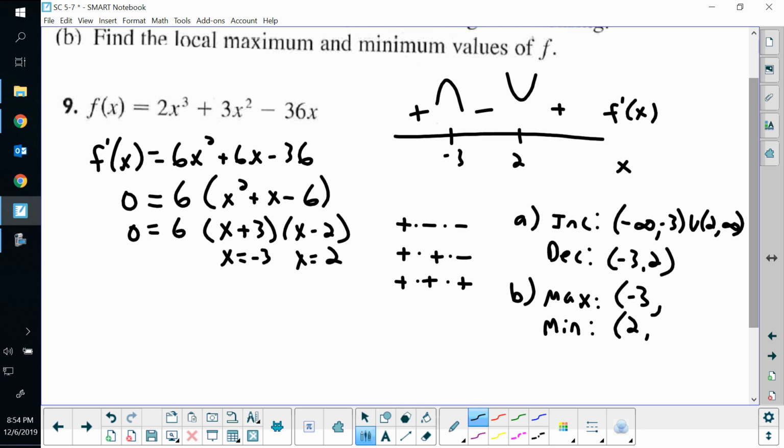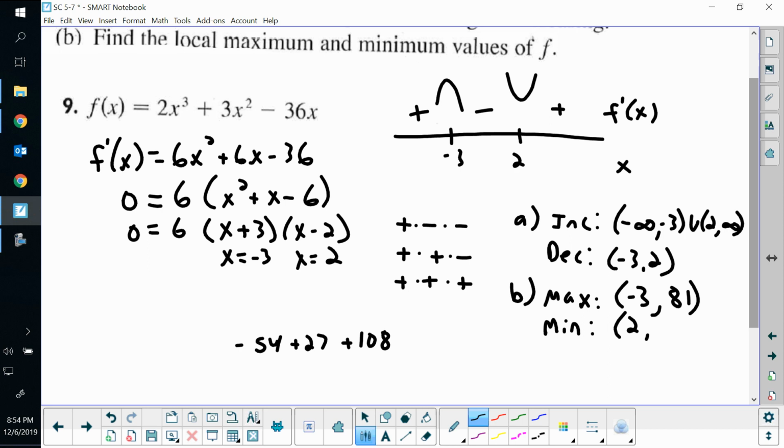So when we sub in negative 3, cubed will give us negative 27, times 2 will give us negative 54. Negative 3 squared will give us 9, times 3, which will give us 27. And negative 3 times 36 will give us a positive 108. Well, negative 54 and 108 is positive 54. Add 20 to that, you get 74. And add 7 to that, and you'll get 81.